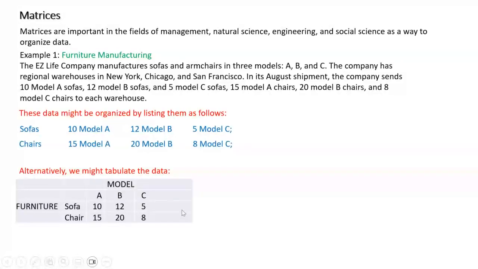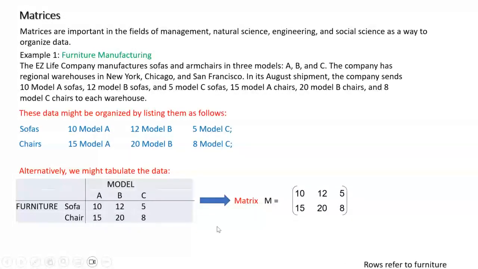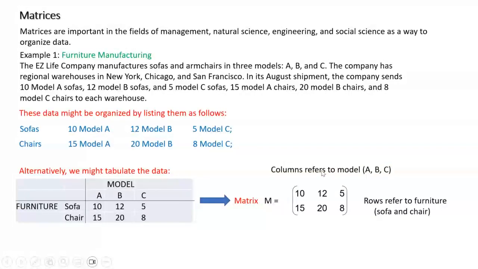Also, it can be done in a matrix. Say, for example, matrix M. We can have 10, 12, 5, 15, 20, and 8. This is the same information that's here. But here, the rows refer to the furniture and the columns refer to the models. It can be done in this form also.